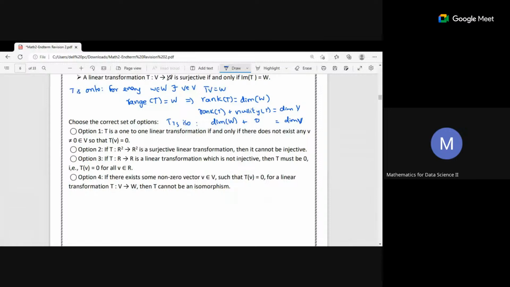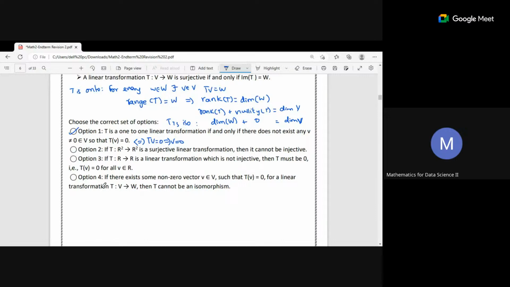Just using the information given above, you can answer this question. T is a one-to-one linear transformation if and only if there does not exist any non-zero v such that Tv equal to 0. Is that true? Yes, ma'am, it is true. It is the same as saying Tv equal to 0 implies v is 0. Right? So this is correct. T from R2 to R2 is a surjective linear transformation. Then it cannot be injective. False, ma'am. Okay.